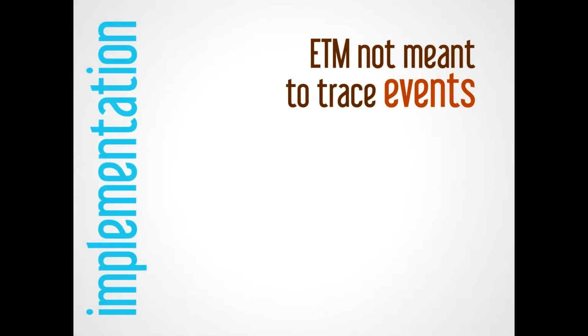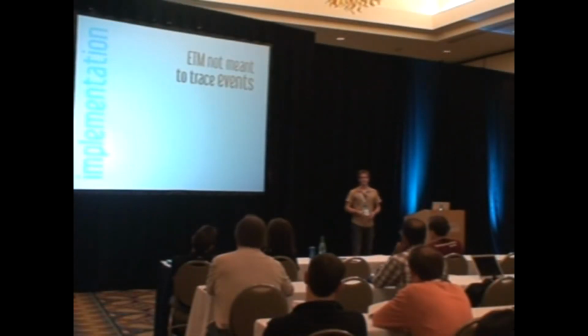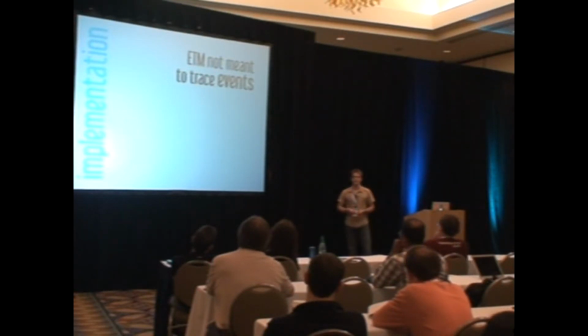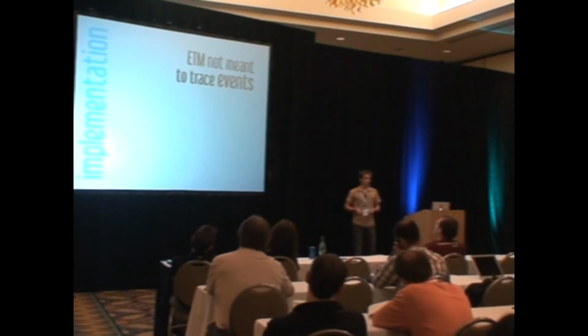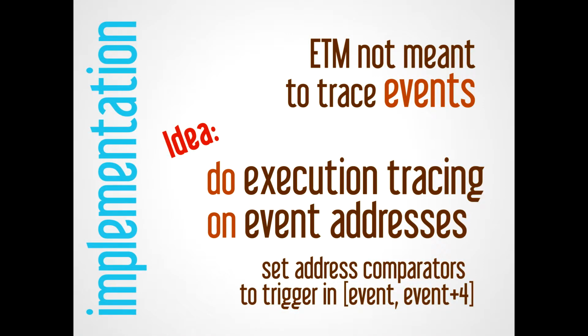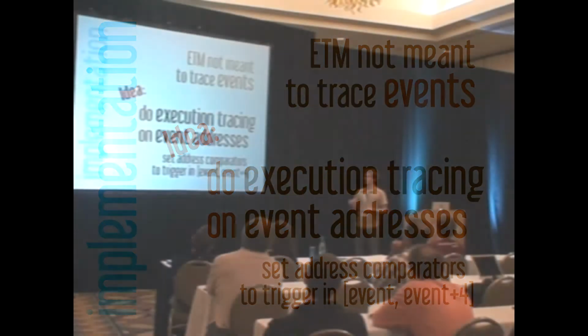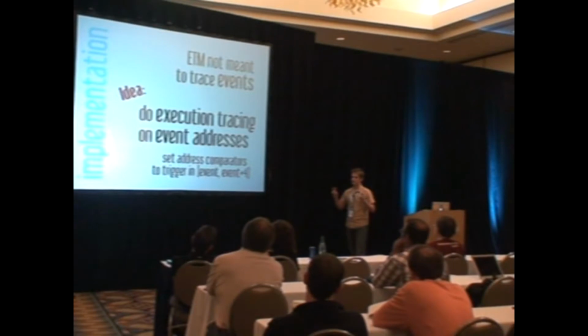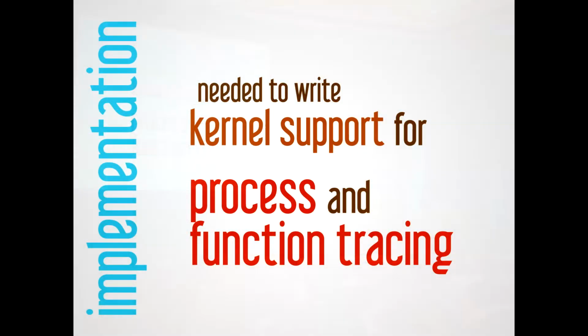So, as we said, ETM is not meant to trace events. So if we want to do event tracing, ETM needs to be hacked, and it needs to be used not in the way it was supposed to be. So our idea is to do execution tracing on event addresses. So when we know where we want to trace events, we just configure ETM to trigger at these addresses, and then it will program trace our program at the event address. So it's a hack, and that's what we did.